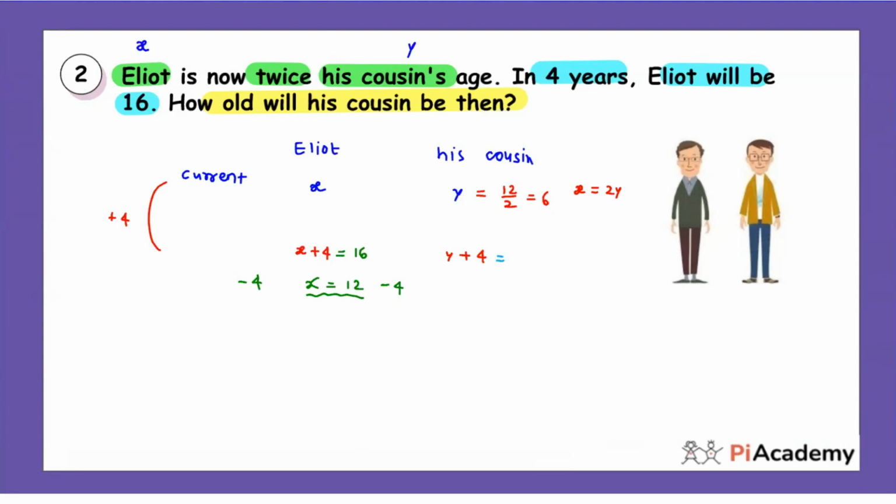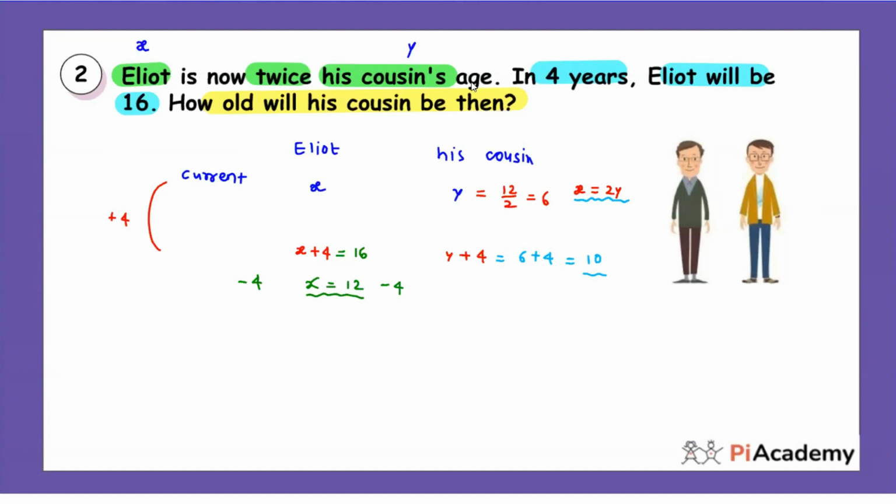So y plus 4, so that means 6 plus 4, and the answer is going to be 10. So 10 will be the answer. Okay, so I'm revising this question. Initially, you know that Elliot and his cousin are there, and the comparison between them is given to you. Elliot is twice his cousin's age, so x equals 2y, in equation form.